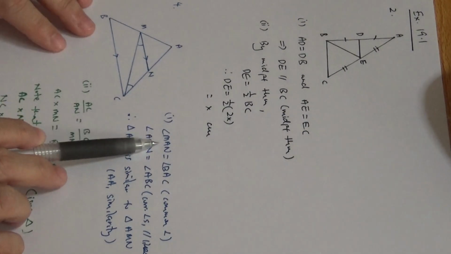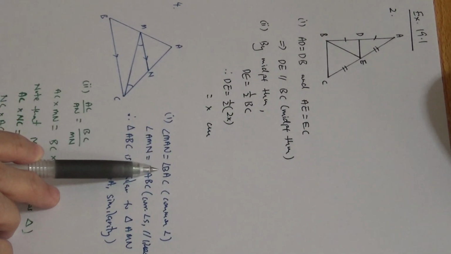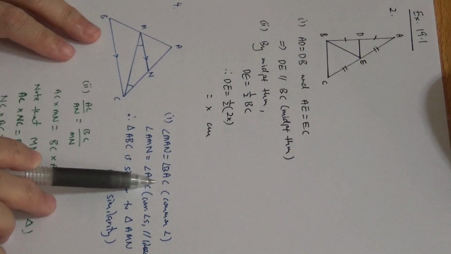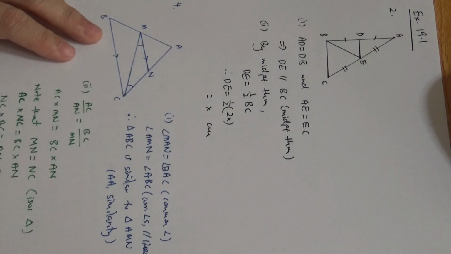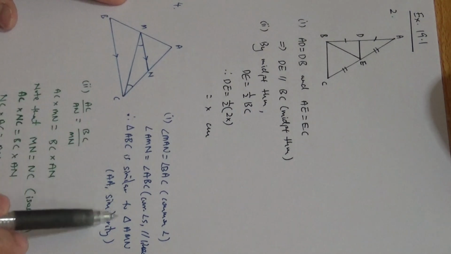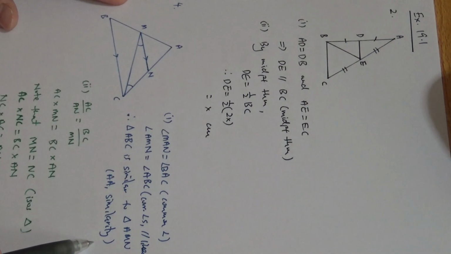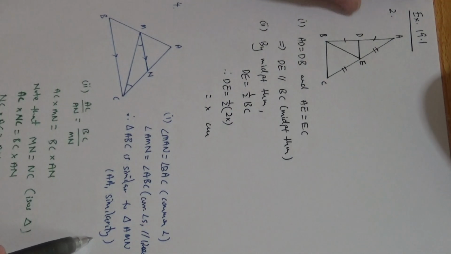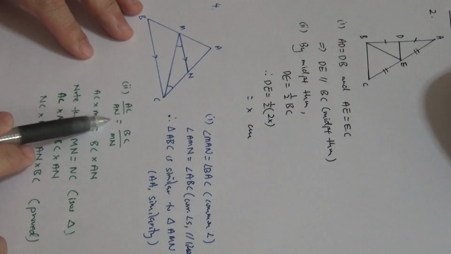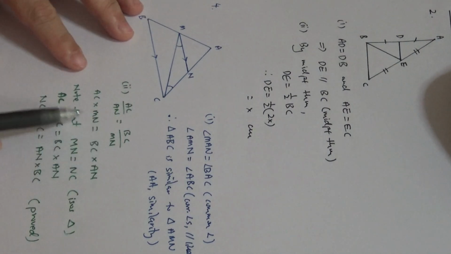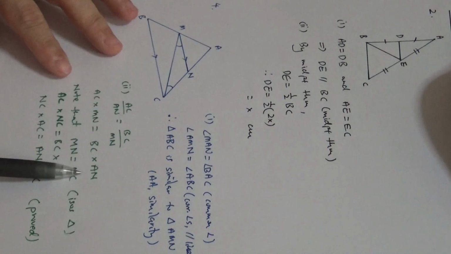Angle MAN is equal to angle BAC because they are a common angle. Angle AMN is equal to angle ABC because they are corresponding angles, parallel lines. Therefore, triangle ABC is similar to triangle AMN because of AA similarity. Because of this similarity property, AC over AN is equal to BC over MN. Now we can cross multiply, and we get this answer.